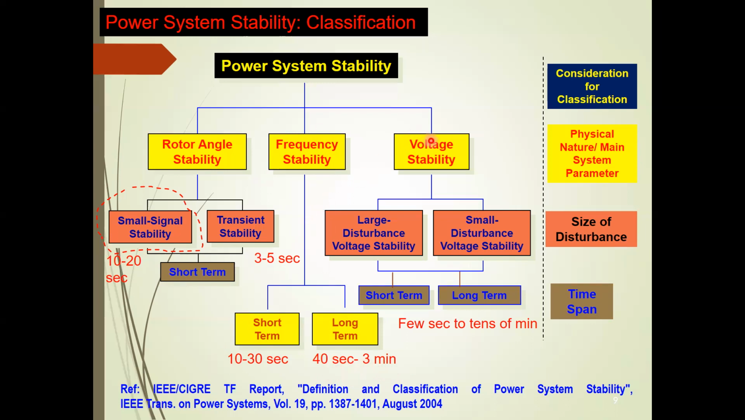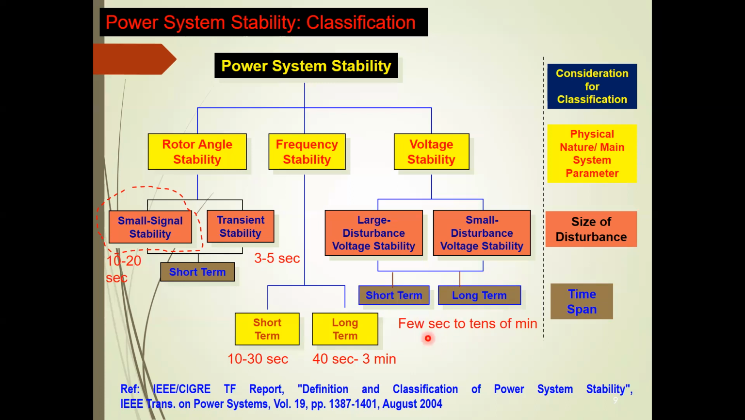Then the next one refers to voltage stability. Here again, it is categorized as large disturbance voltage stability and small disturbance voltage stability. But both forms of voltage stability, small and large, can be either short term or long term, and can be in the range of a few seconds to even tens of minutes. For long term it will be several minutes, but for short term it could be just a few seconds only.